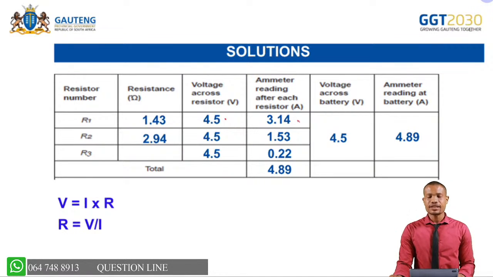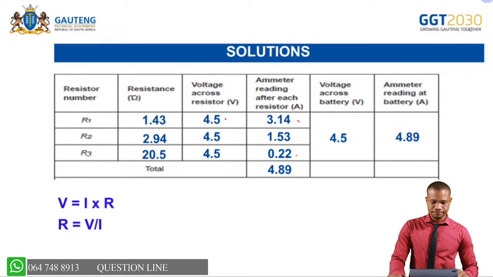And lastly, we divide 4.5 by 0.22 amps. We get 20.5 ohms. Okay, so these are the results from the practical, and we are going to use this to do the questions for our activity.